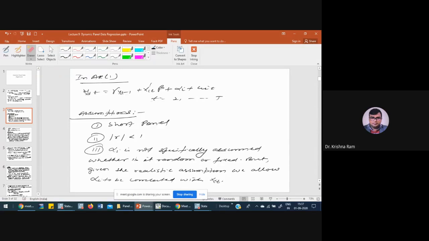For convenience, we work with only the first order dynamic panel data regression model, and the assumptions of this model are as follows. We assume that the panel data is a short panel, and that the absolute value of rho, which is the coefficient of y_i,t minus 1, is less than 1.